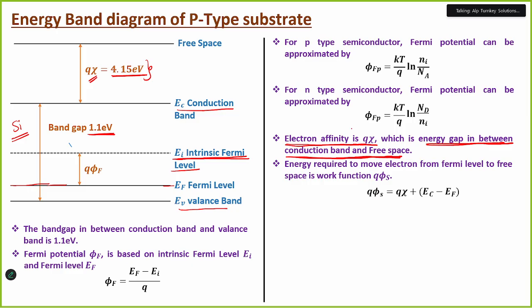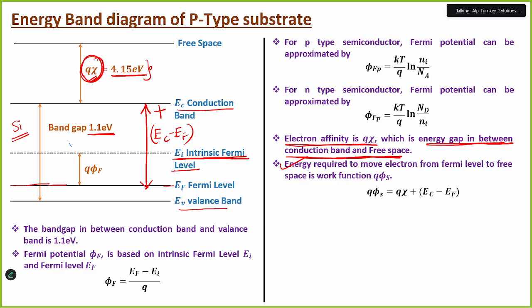So the energy required to move the electron from the Fermi level to free space, how can you find it? This distance is EC minus EF, plus this one, q times chi. So this much of energy.